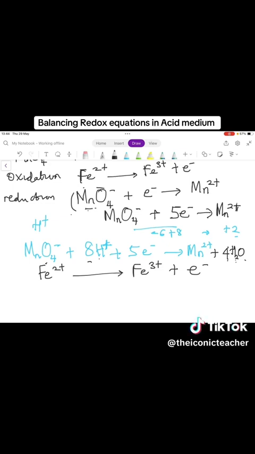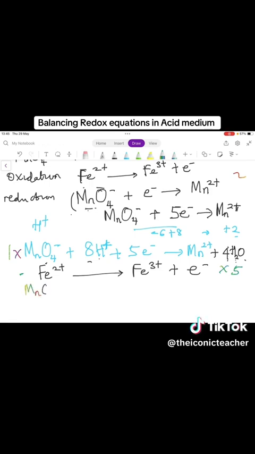The next step is this: the electrons need to cancel out. They have to. How do we make them cancel out? We do that by making them equal. To make the electrons in both reactions the same, we multiply the oxidation reaction by 5 and the reduction reaction by 1. So let's do that.